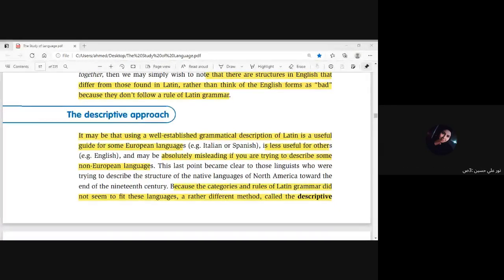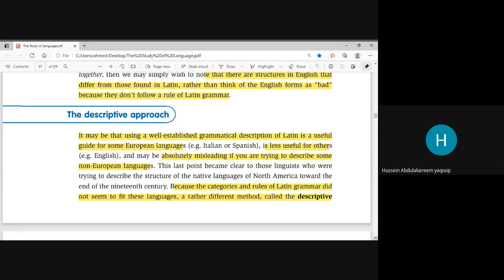The view argues that the grammar rules of Latin grammar didn't seem to fit some languages, such as English and other languages. It was based on collecting samples of the language people are interested in, and it's like attempting to describe the regular structure of the language, the way it is regularly used among people, not according to some view of how it should be used.